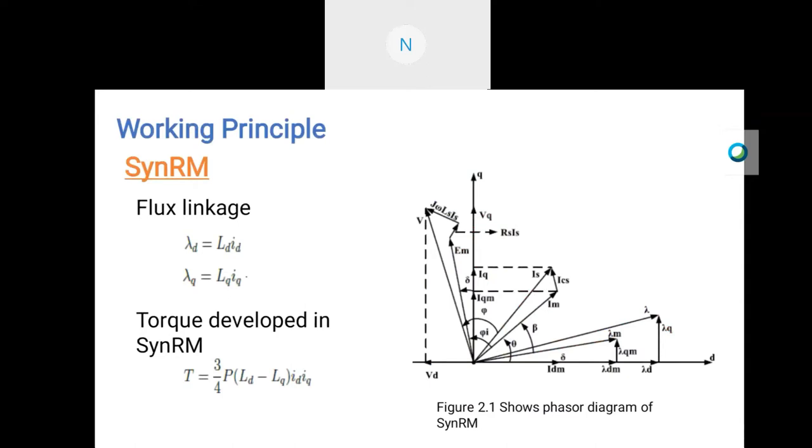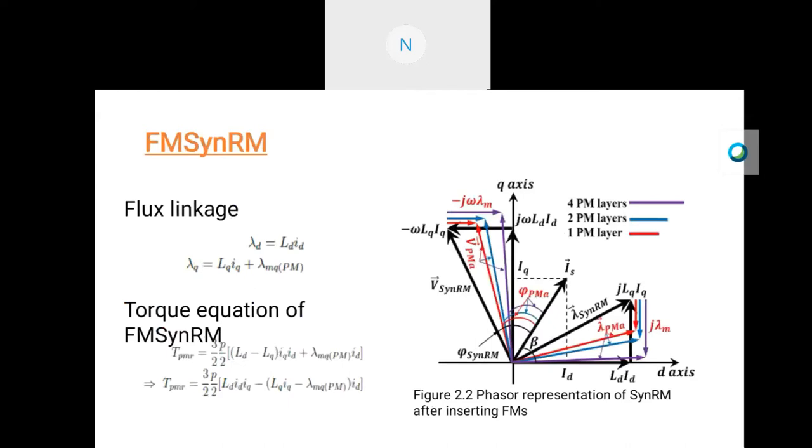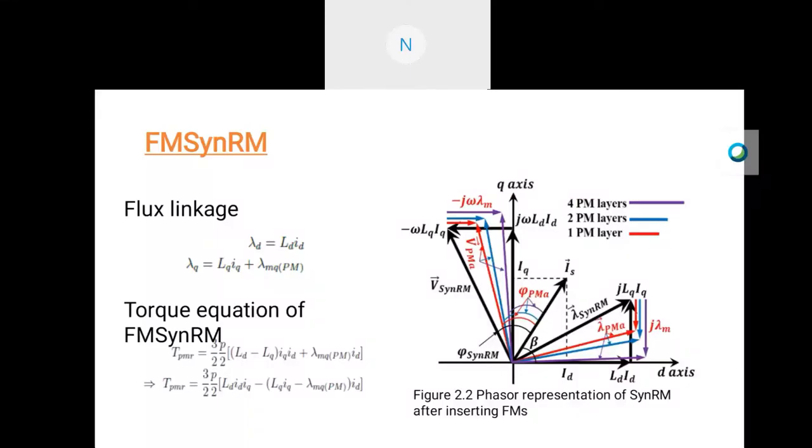So here you can see lambda Q is modified. Lambda Q is now LQ IQ plus lambda MQ PM, the magnet flux linkage by the magnet. So now the torque equation becomes this. A positive term comes, which nullifies the negative term and enhances the torque of the motor. So this is the concept. That's why it is called an FM assisted, ferrite magnet assisted synchronous reluctance motor, because the ferrite magnets are only used for assistance.